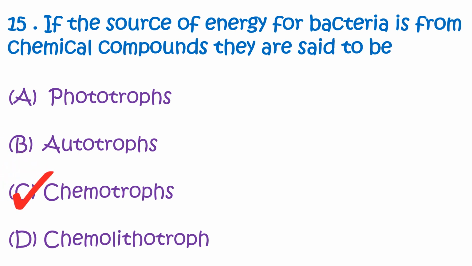Now the bacteria, depending upon the source of energy requirement and their ability to synthesize essential metabolites, are classified. The phototrophs are the bacteria which derive energy from sunlight, whereas the chemotrophs are bacteria which obtain energy from chemical reactions. Then there are autotrophs, where the bacteria can synthesize all the organic compounds, and the chemolithotrophs are the organisms that can obtain energy by oxidizing inorganic compounds.